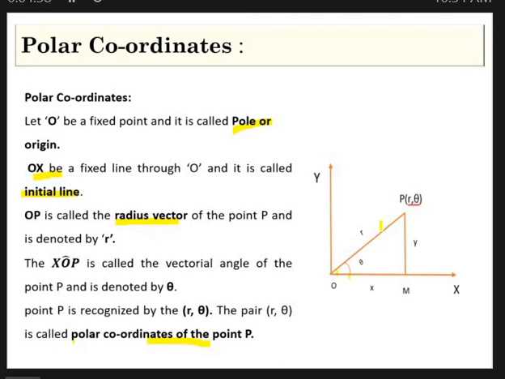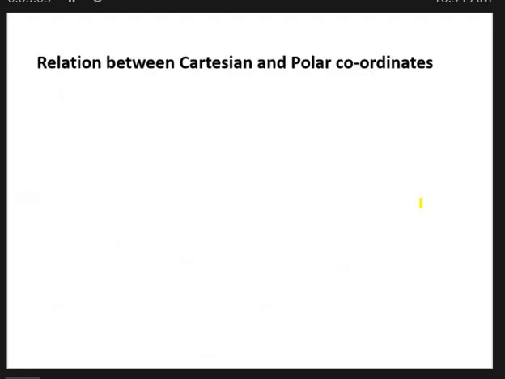The angle between the radius vector and the initial line is denoted by theta, that is called the vectorial angle. XOP is called the vectorial angle. Then P is represented by coordinates r and theta. Those r and theta are called polar coordinates of the point P. Now let us see the relation between the Cartesian and polar coordinates.